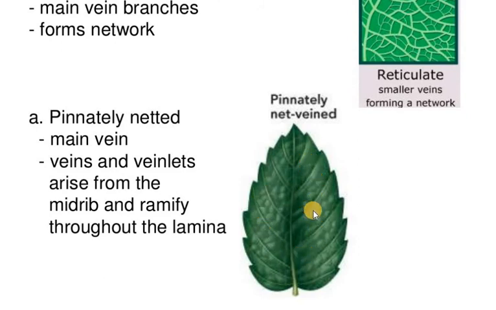And this is called pinnately netted. What is pinnately netted? This is the main midrib. The veins are arranged like this, like a feather.